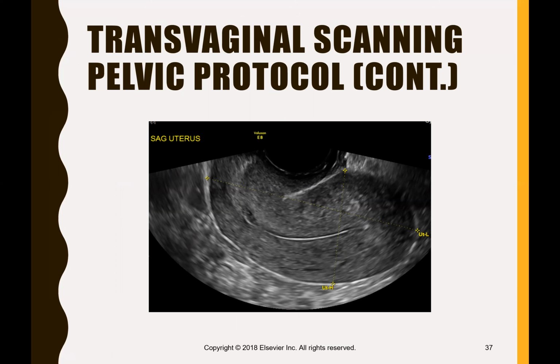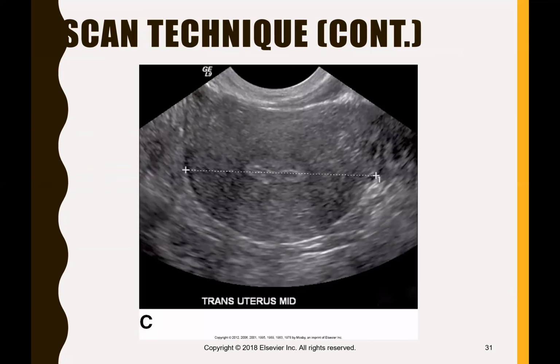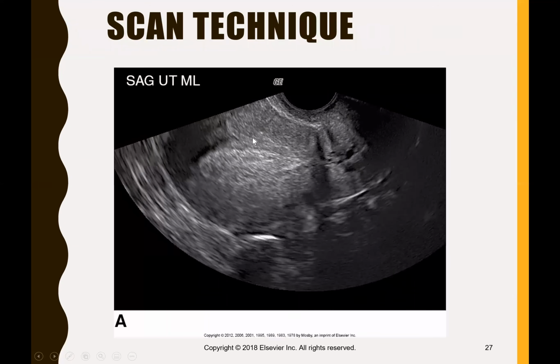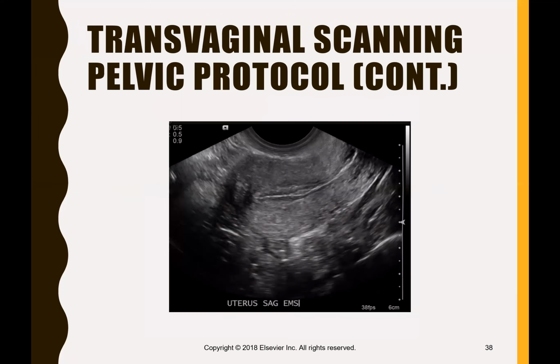In comparison, keep this in your mind. And this is an antiverted uterus. So the fundus is on the left and the cervix is on the right. And you'll need to be familiar with this for your test.